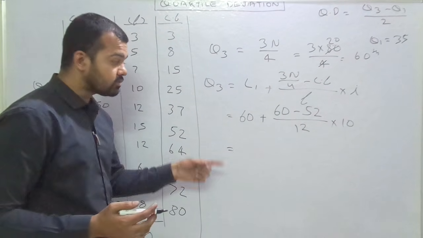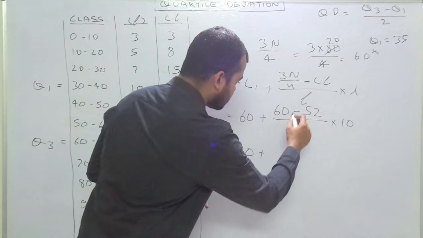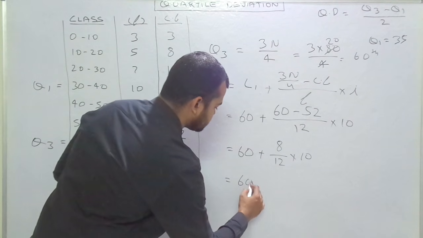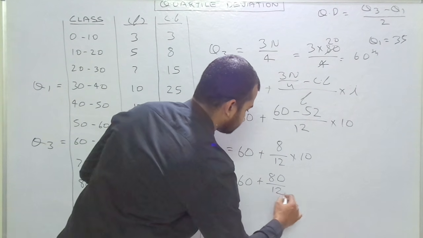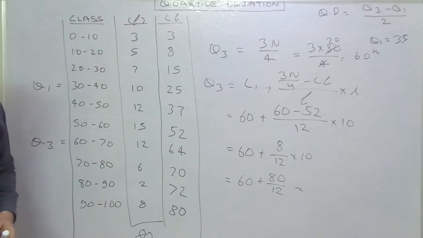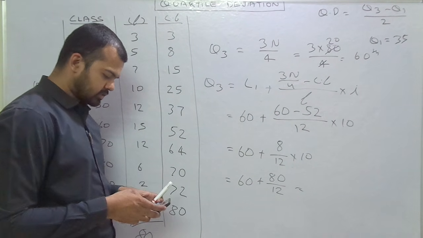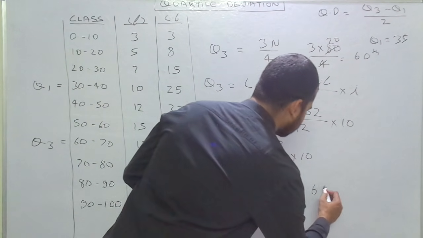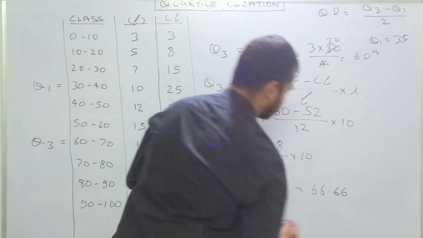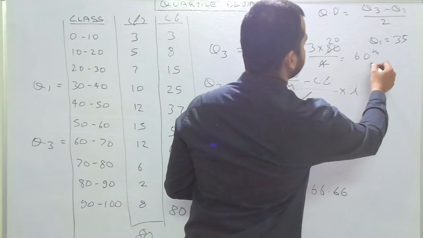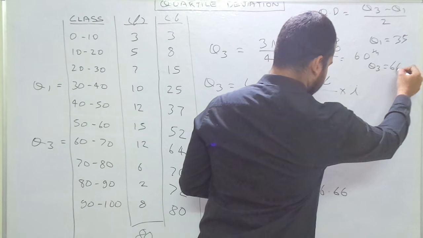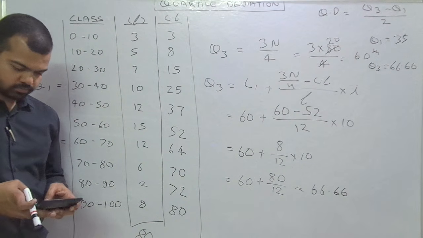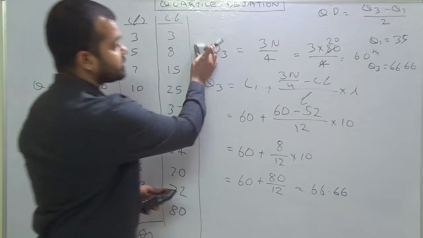Now let's solve this equation. 60 plus 8 by 12 into 10. So 60 plus 80 by 12. The answer will come out as 80 divided by 12, that is 6.66. So the answer comes out as 66.66. So the value of Q3 is 66.66. Now we can rub this.